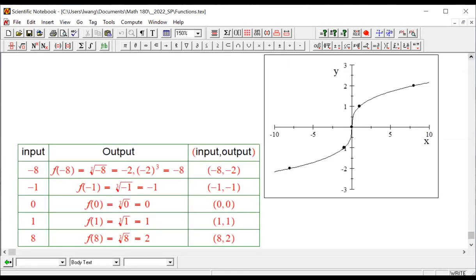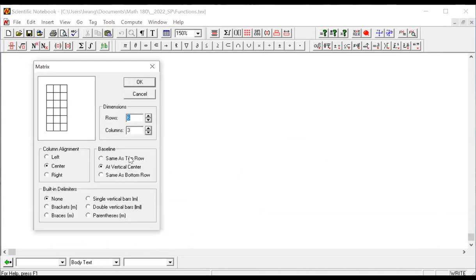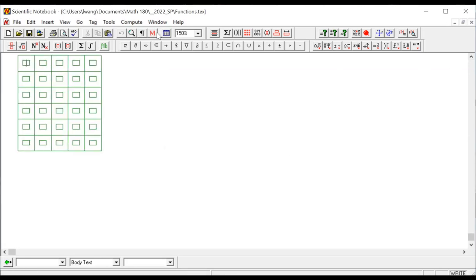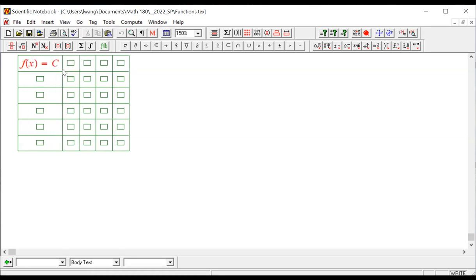Okay, so I'm going to put a table here. Let's try it this way, okay? The first function we talk about is the constant function, right? f of x equals a constant. And we use the example of 2, right? And the second function we talked about was f of x equals x. And f of x equals x squared.